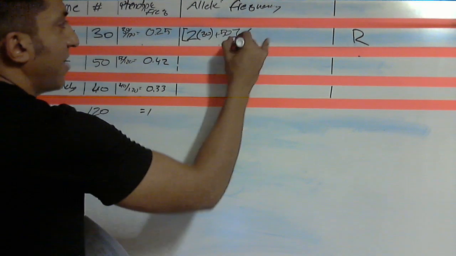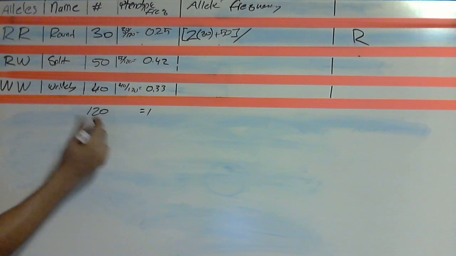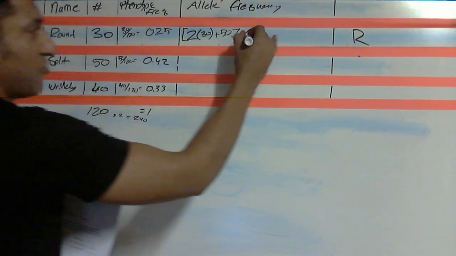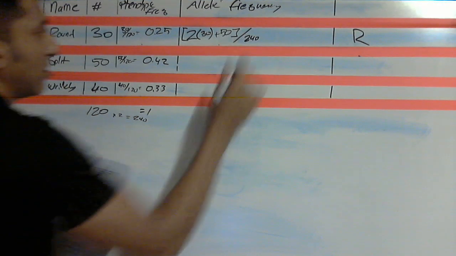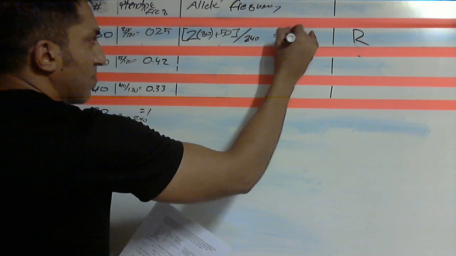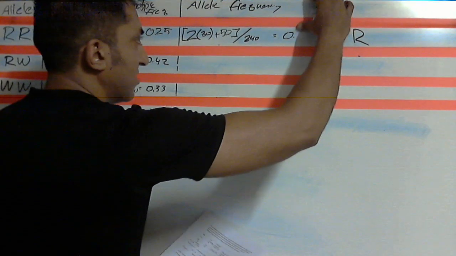And then we're going to divide all that by our total number of alleles we're talking about, the R's and W's. So our total number of alleles would be our population times 2, which is 240. So let's make that 240 right here. All right? So if we do that, we'll get our R allele will be 0.46.